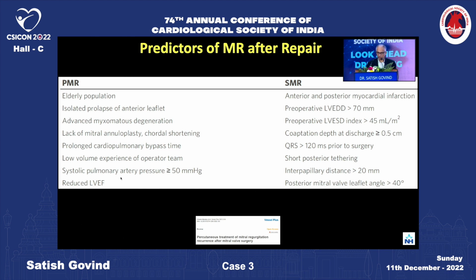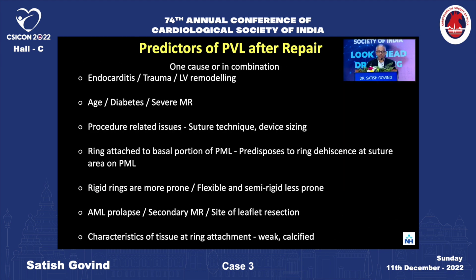So these are predictors of MR after repair. Now, let's look at the problem which happens outside the ring. So predictors of paravalve leak. So what are they? It can be one cause or it can be multiple causes. It's a really long list when you look at the mitral valve ring itself.